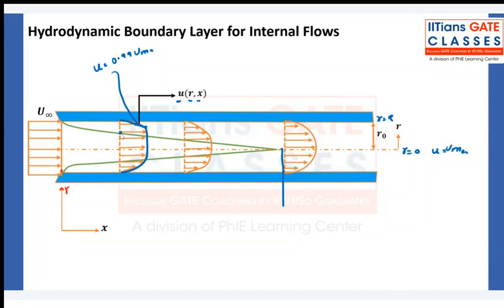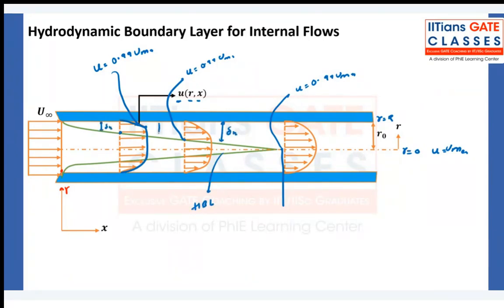Now this is going to increase. Here also you have reached 99% of u max. After that it is not going to change. So this is called your boundary layer. This is called your hydrodynamic boundary layer, and this is your thickness. It keeps varying. You see here it is this.